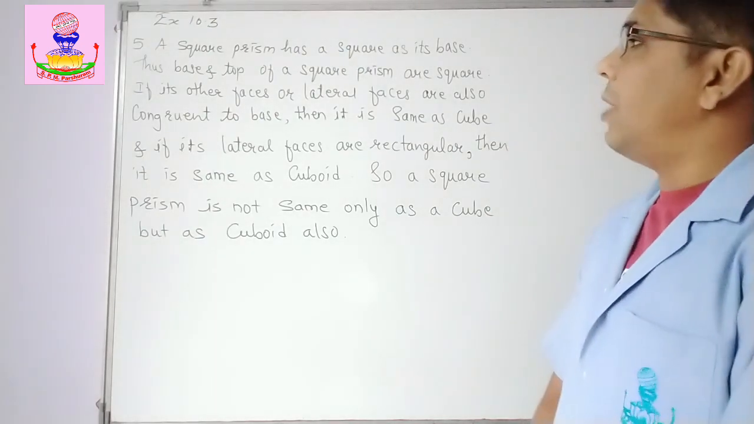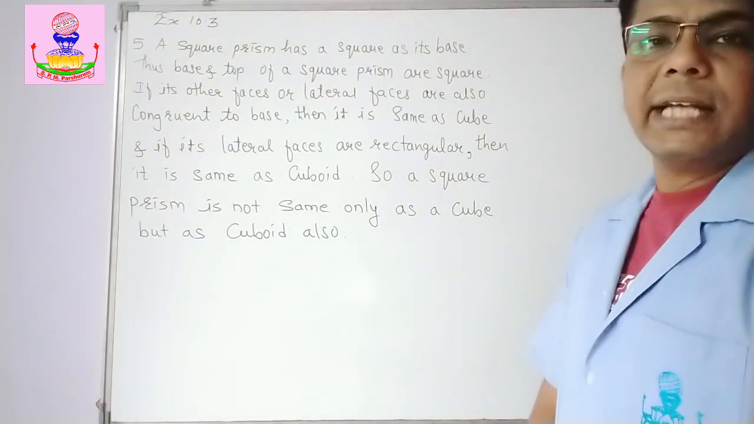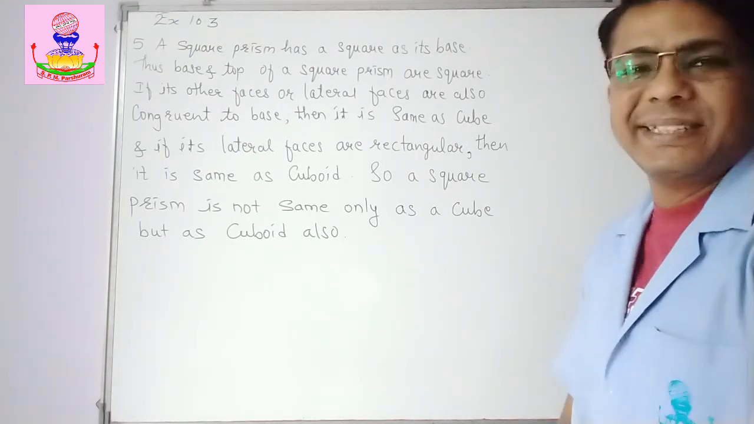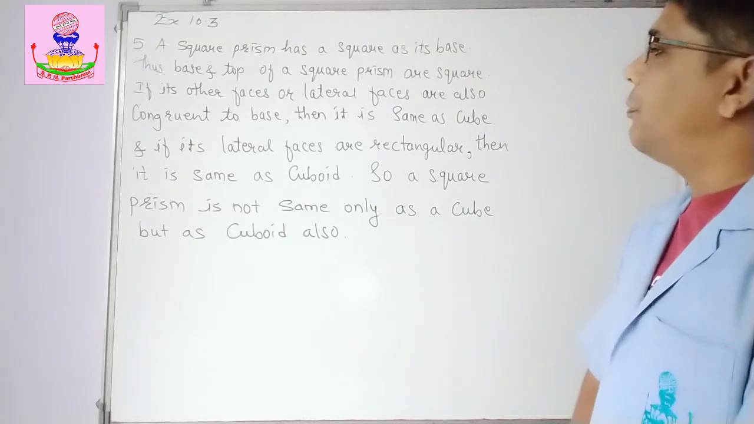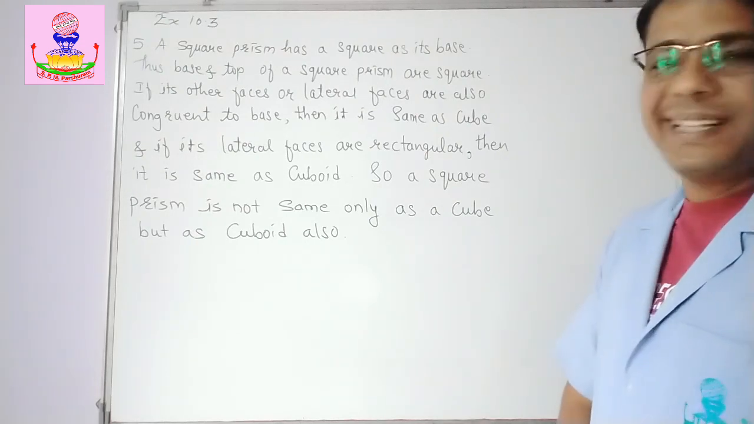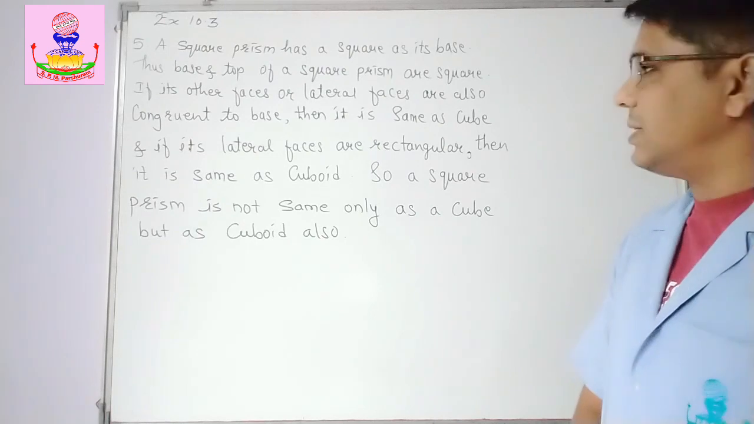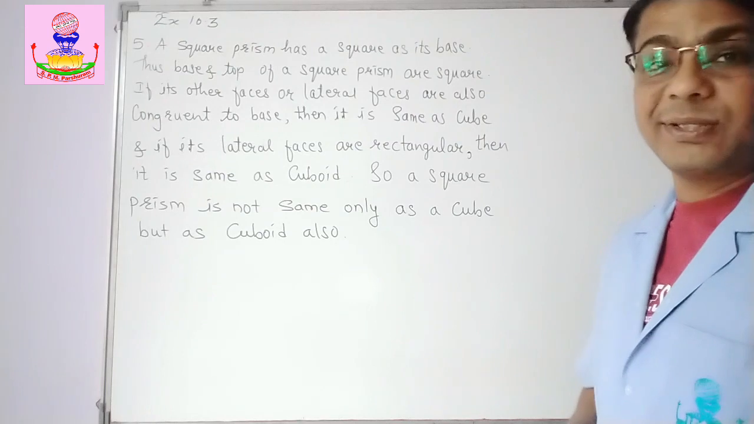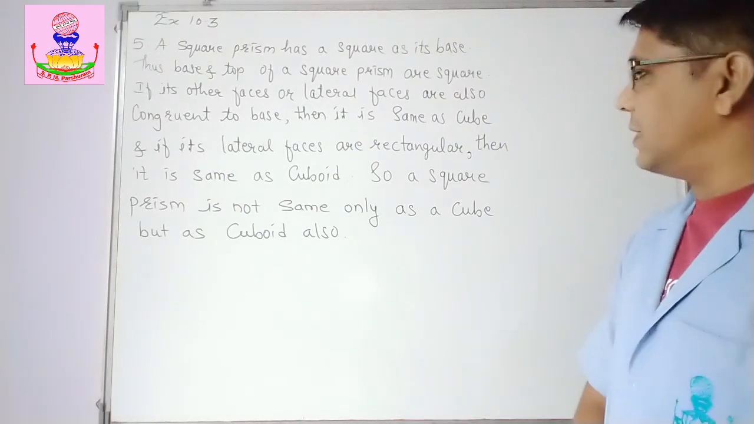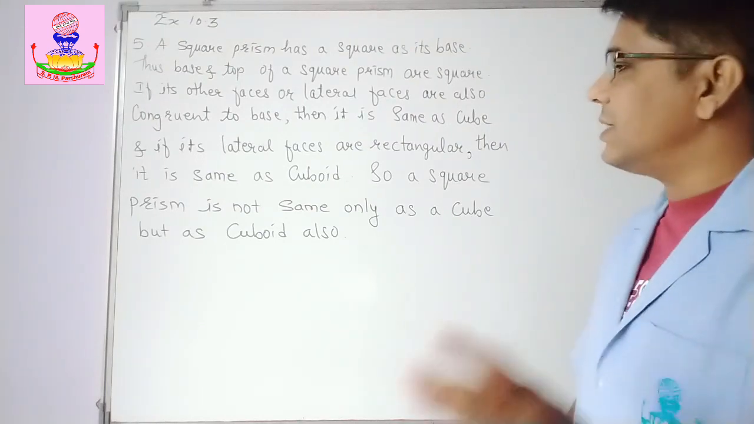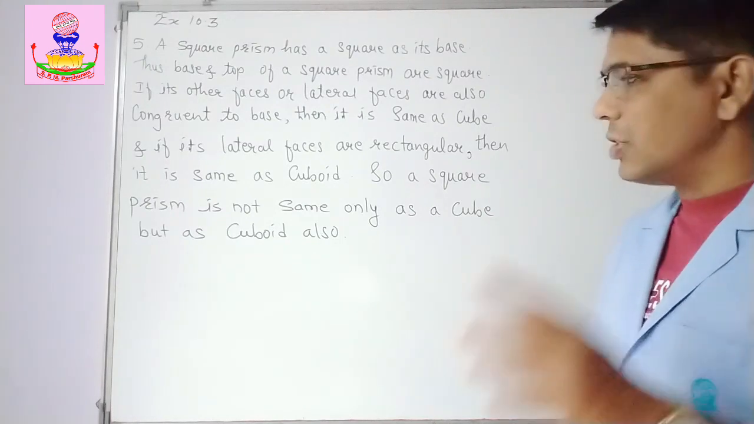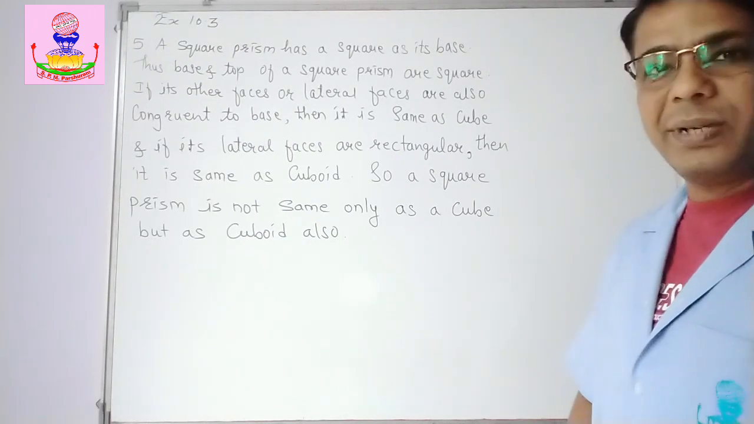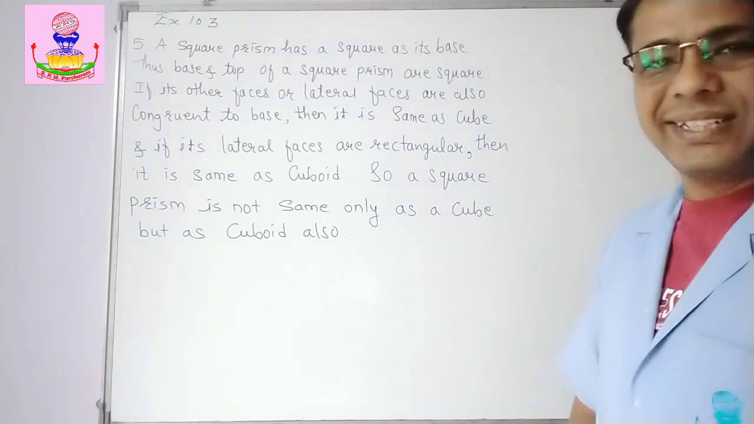So this is the answer. A square prism has a square as its base. Thus, base and top of a square prism are square. I have shown you, if its other faces or lateral faces are also congruent to the base, then it is same as a cube. That means lateral faces are also square. And if its lateral faces are rectangular, then it is same as a cuboid. So a square prism is not same only as a cube, but as a cuboid also.